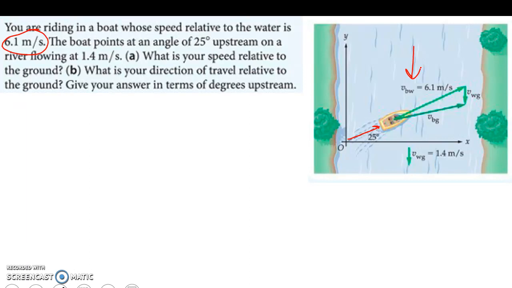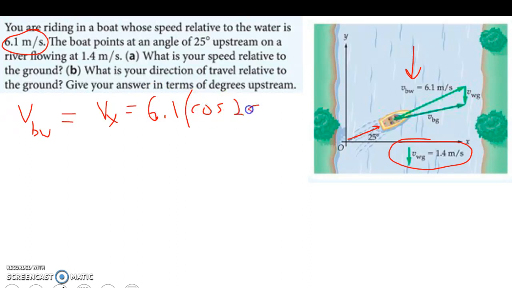So first thing I want to do is look at right here the boat to the ground, the water to the ground, and then the boat to the water. The water to the ground's easy. The boat to the ground is going to be at an angle, which means I have to take the boat to the water and I have to break it up into x and y components. So if I want to find the x, I take my resultant, 6.1, and I multiply that by the cosine of my angle, which is 25. And when I do that math, I get 5.5 meters per second. So that's how far we're traveling horizontally.